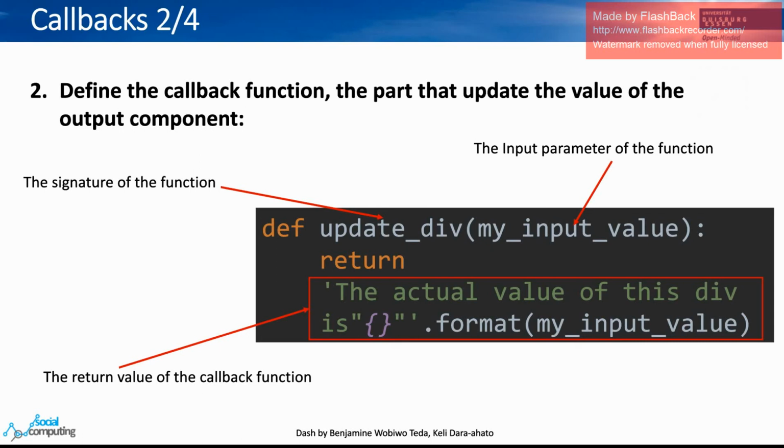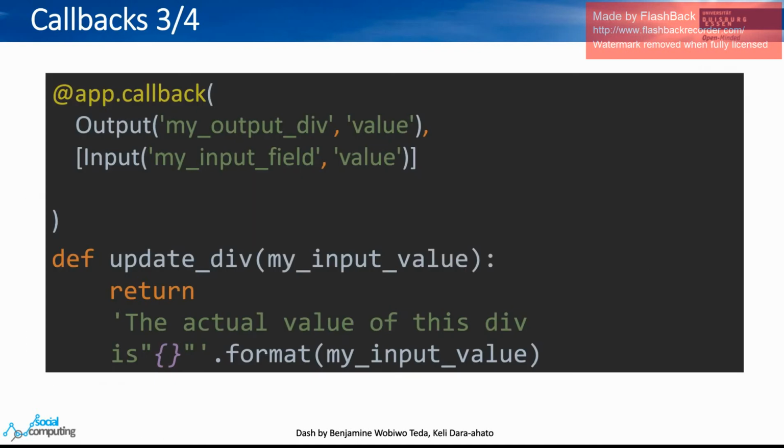Then you add a return statement followed by the return value of the callback function, which will be the new value of the component to be updated. Remember, this is the component of which you add the ID and the value in the app callback decorator. This is how the entire callback function would look like. In this example, the value of a div component should be updated with the value of an input field.